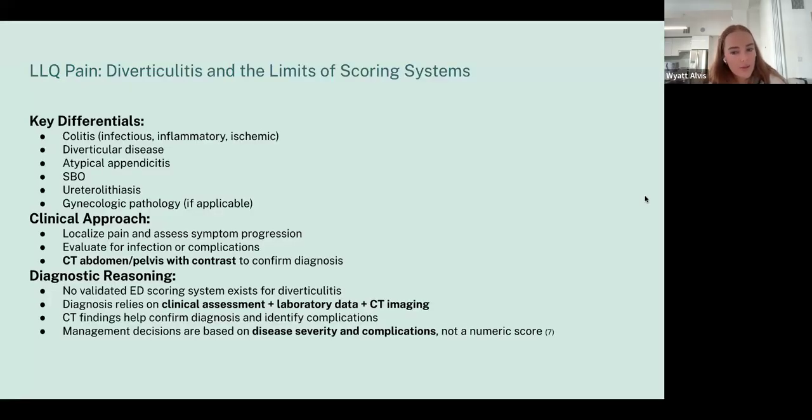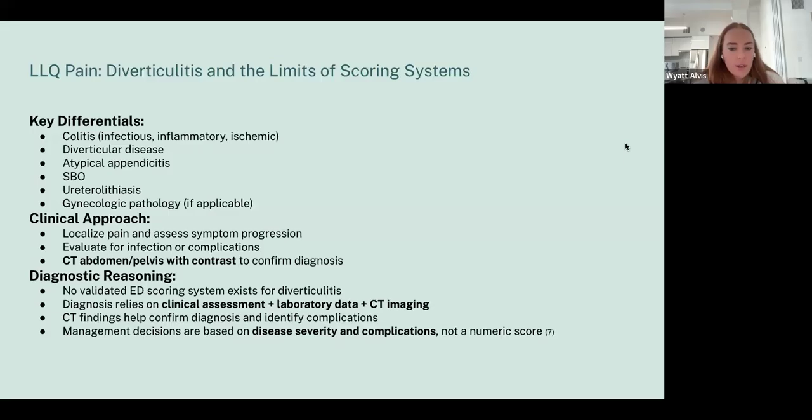So when we move to the left lower quadrant, I think diverticulitis becomes one of the most common and important diagnoses to consider. Unlike appendicitis or upper GI bleeding, there isn't a validated ED scoring system that we really use to diagnose diverticulitis. So I think it really highlights the limits of just relying on these tools alone and not using our clinical knowledge with the tool, but just plugging in numbers either on your phone or on the computer at the hospital.